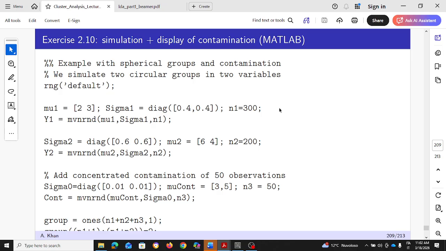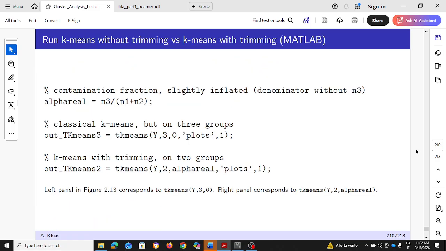So we do some coding. Generate the first group around 2, 3, with this covariance matrix. We have N1 equal to 300 units, and these are random points, so we generate them like this. This is the second group, and here we add the third, which is the contaminated data. Then we combine all of them and we apply k-means. For k-means with trimming, we use this kind of technique.